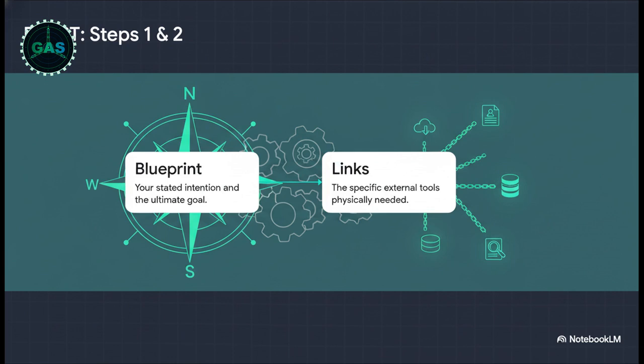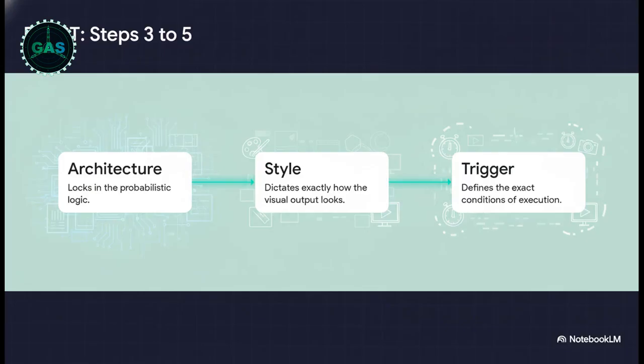Second, you provide the links. These are the specific external tools or data sources the agent is physically going to need to use to make that blueprint a reality. Let's move on and see how this builds.